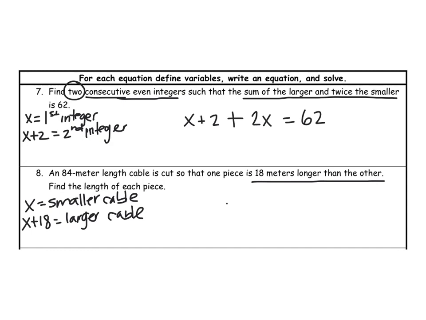So we know that we have the smaller piece plus the larger piece gives us an 84-meter length cable. So again, I'm going to let you solve that one by combining like terms. So pause the video or go back and solve it at the end.